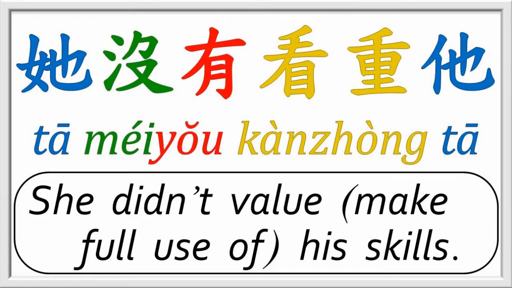An example of completed past action would be this sentence. 他没有看重他. She didn't value or make use of his skills. In other words, she didn't appreciate his talent, relegating him to an unimportant position in the company.